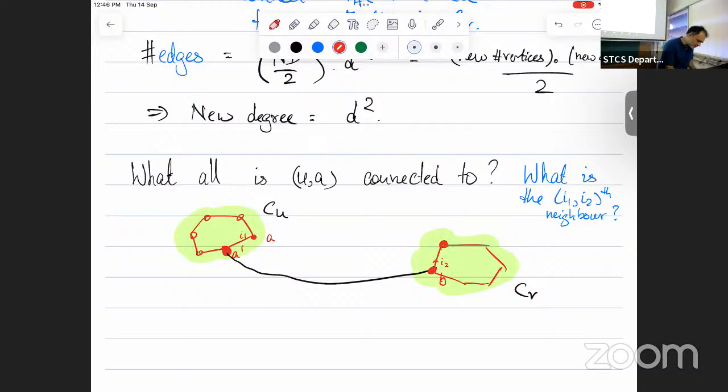Let me call this B prime. I'm going to say that the I1, I2th neighbor of U comma A is actually V comma B prime. So the blue edges are going like this.